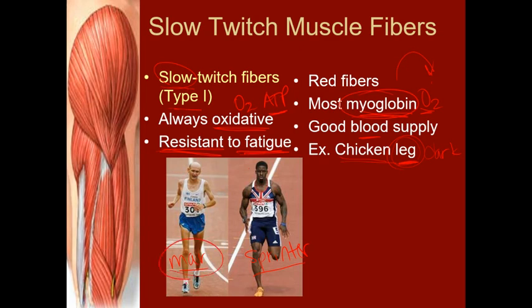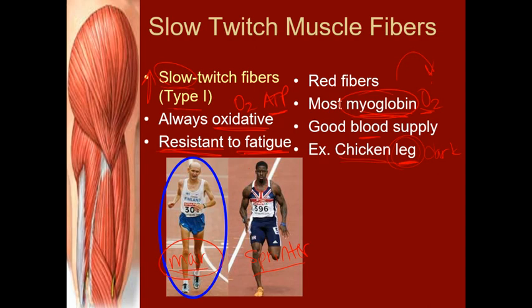But the marathon runners, these guys run for really, really long distances. So marathon runners genetically tend to be prone to having a higher amount of slow twitch fibers than somebody who's a sprinter would be. They were just born that way.